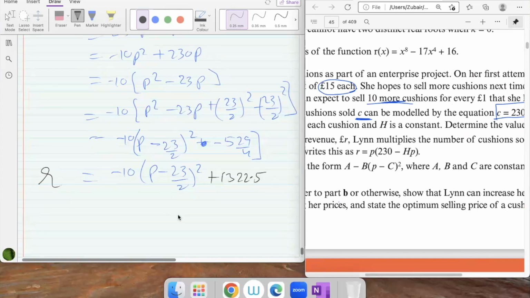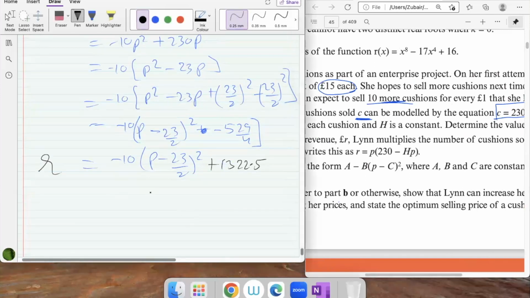If you can see, P is the price. P is the price of the cushion. And this is negative 23 by 2, which is 11.5 squared, plus 1322.5. So the controlling factor is P. If you can change P, the value of R, which is your revenue, will change.